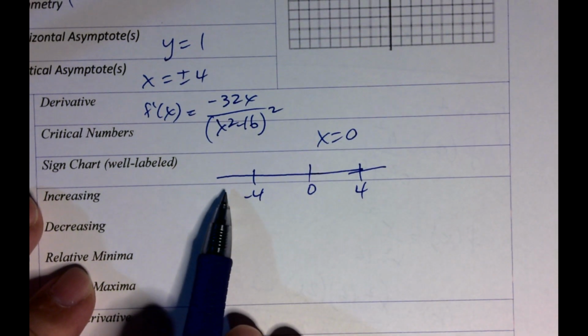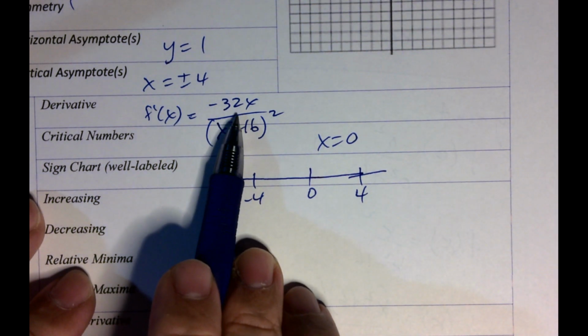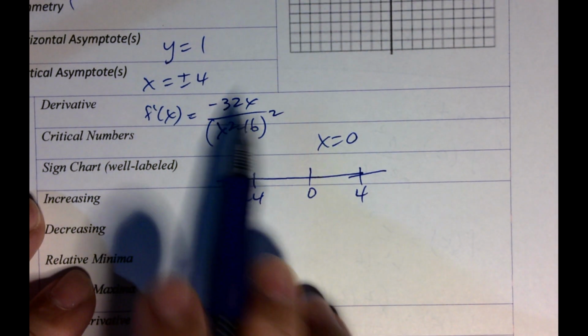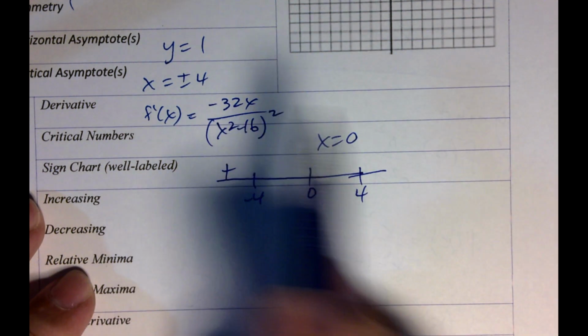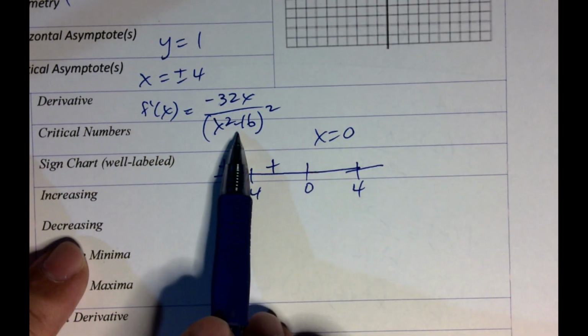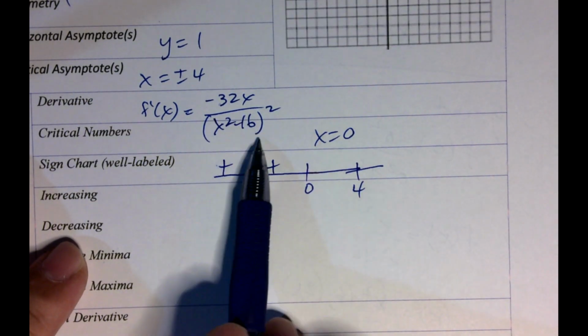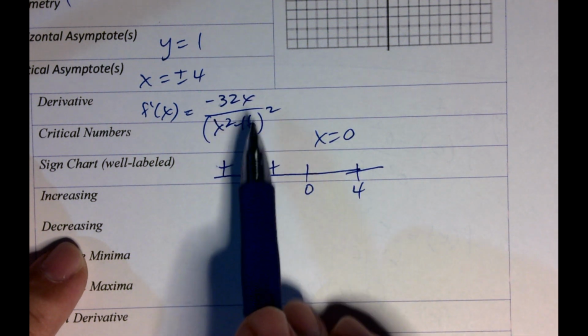So let's just plug in numbers. If you plug in negative 5, that's going to make the numerator positive, right? Negative 5 times negative 32 is a positive number. Plug in negative 2, same effect, a positive number. And you might be asking, why aren't you doing anything with the denominator? Well, the denominator is being squared, so it's always positive.